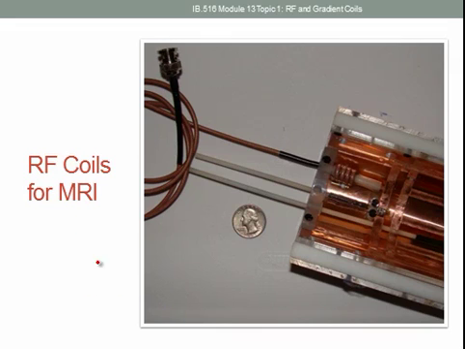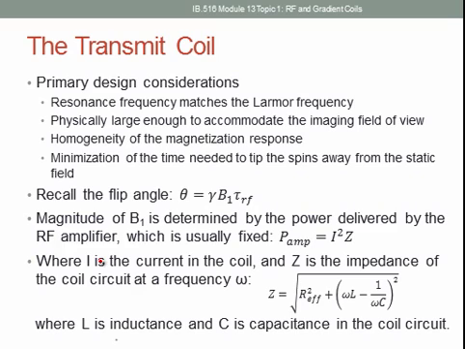Okay, now let's look at some RF coils. This is just a picture of one RF coil, just to give you a sense of what a real coil looks like. And I'll talk a little bit more about some real designs later. So for the transmit coil, a primary design consideration is, of course, that the resonance frequency of the coil has to match the Larmor frequency. Otherwise, we will not have an efficient transfer of energy from the coil to the spins, and therefore we won't flip the spins as we need to.